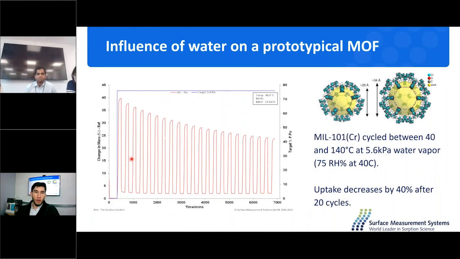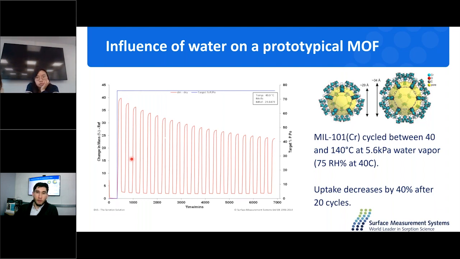Okay, so the first example is fairly straightforward. This is a metal organic framework, MIL-101 chromium. It's in the literature, specified as a material that's resistant to water. And indeed, cycling at 25 C, the sorption of water can be cycled for many cycles.